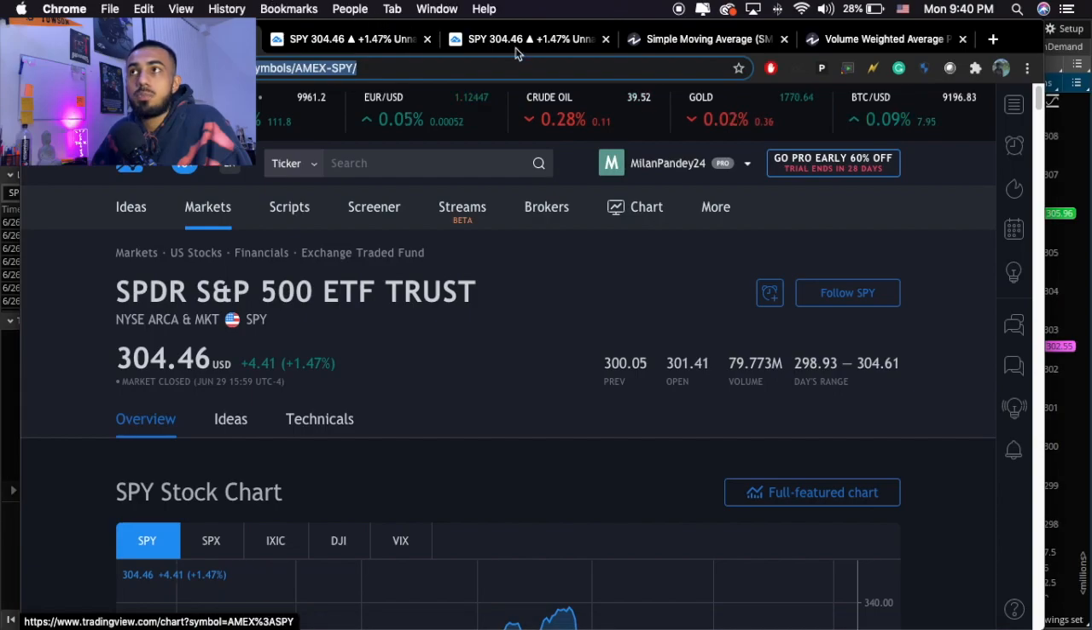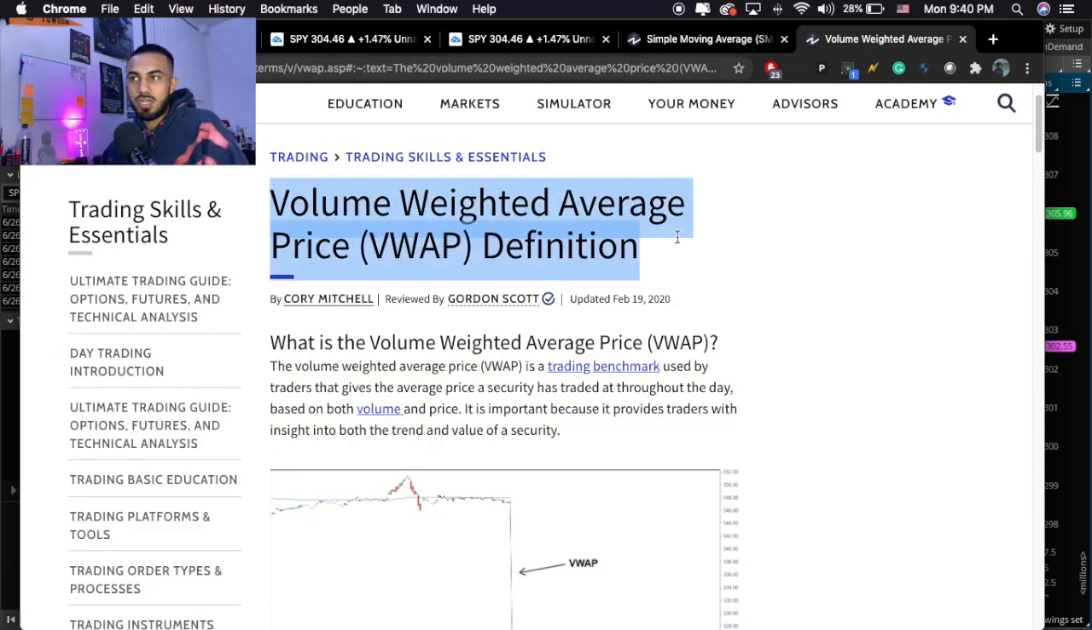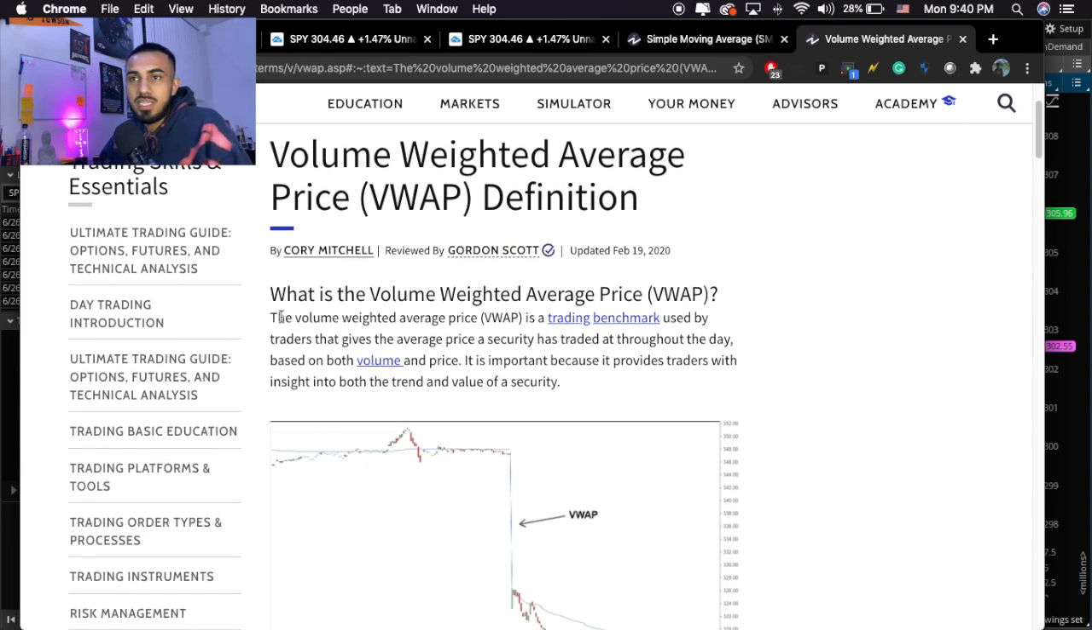Now the VWAP, if you look here, is the volume weighted average price. All that means is that it's a trading benchmark used by traders that gives the average price a security has traded at throughout the day based on volume and price. It's not just an average price throughout the day. It weighs in the volume as well, so that if there's heavy volume here, the VWAP will adjust to it.